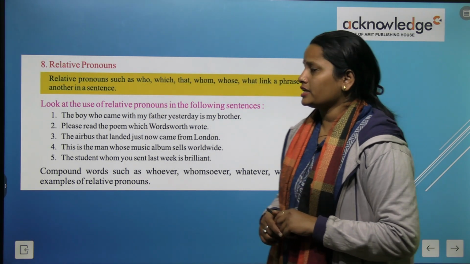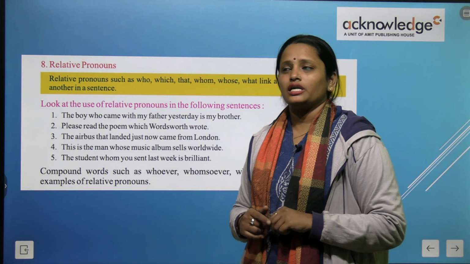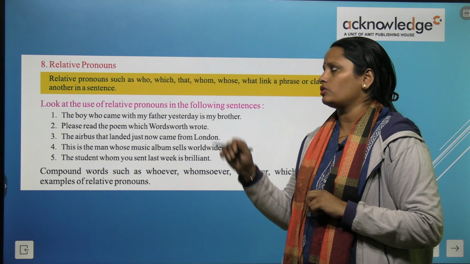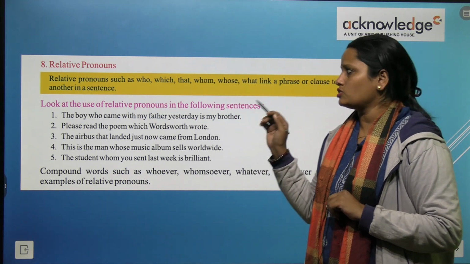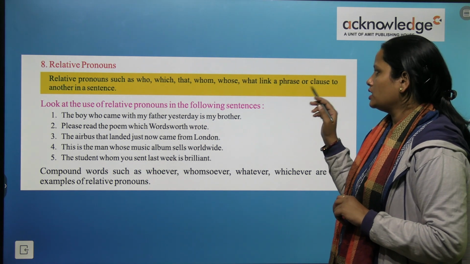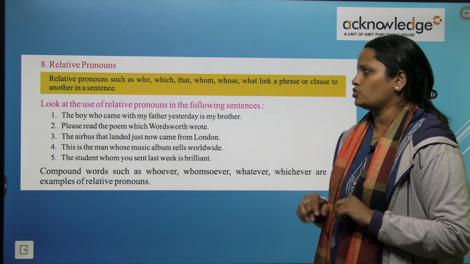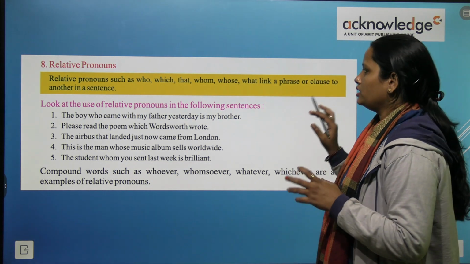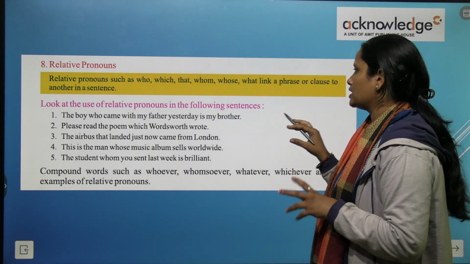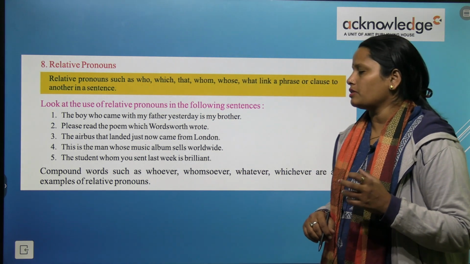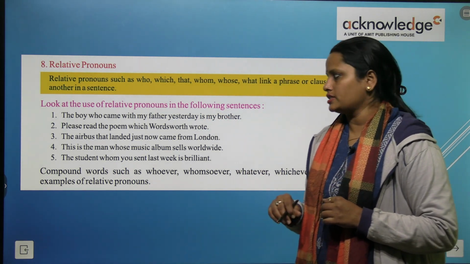Now, the next type of pronoun that we are going to learn is relative pronoun, means जो किसी चीज से relate करता है ऐसा pronoun. So relative pronouns such as who, which, that, whom, whose, what link a phrase or clause to another in a sentence. So ये जो pronoun होते हैं ये इन चीजों पे emphasize करते हैं और इनके बारे में हमें बताते हैं. Now look at the use of some relative pronouns in the following sentences.